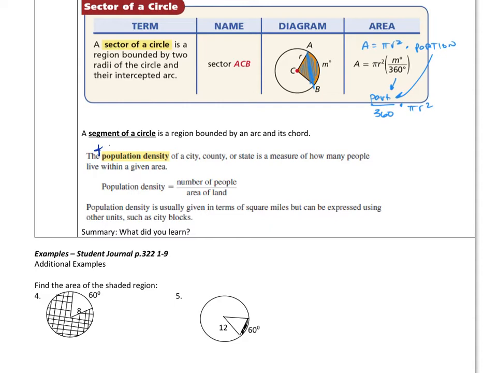So population density, this would be the number of people, how much you have in the confined space, which would be the area of land. So that's what the population density would be. So the number of people over the area of the land. So you can go ahead and use this on those problems you'll have in the homework. All right. Population density is usually given in terms of square miles, but it can be expressed using other units such as city blocks.